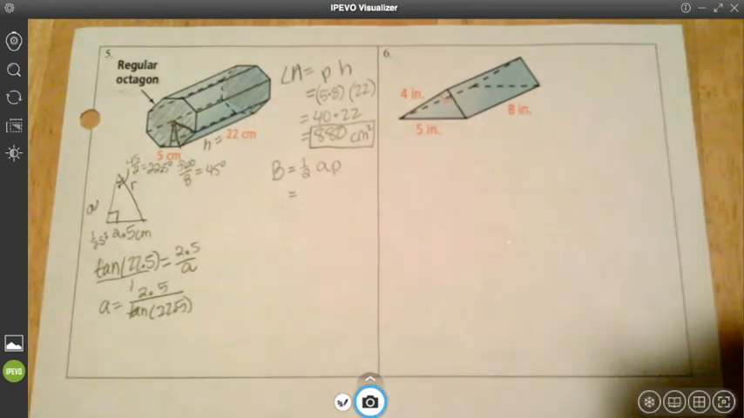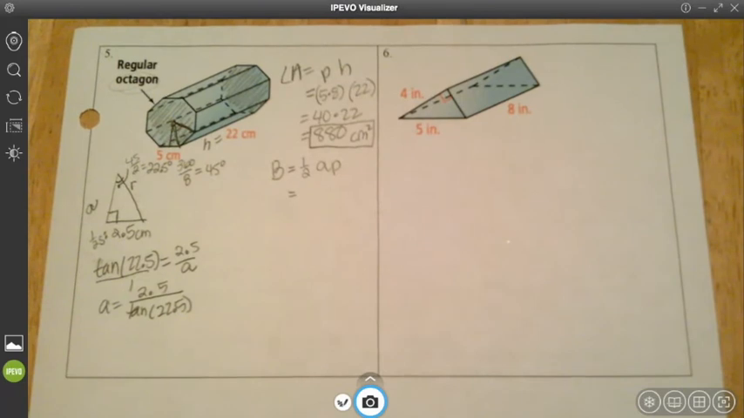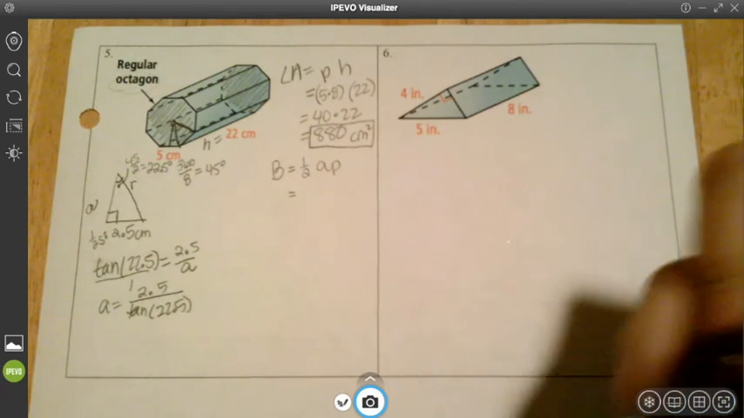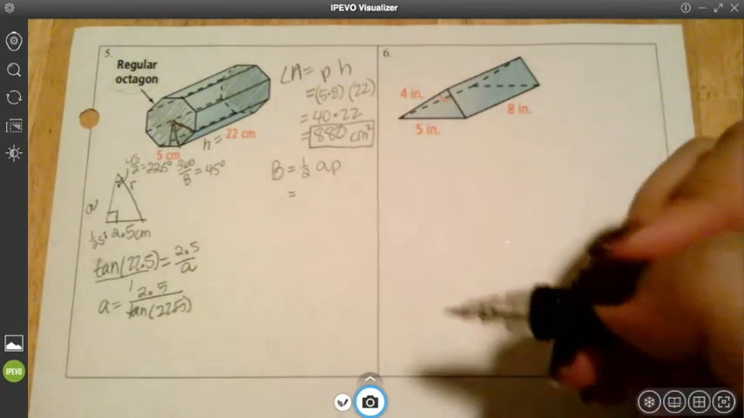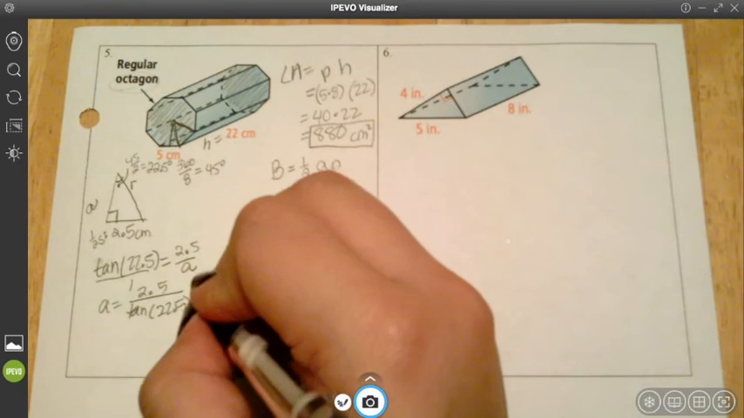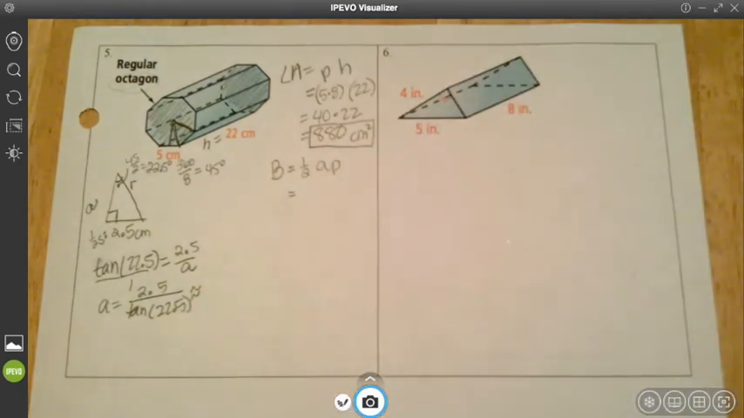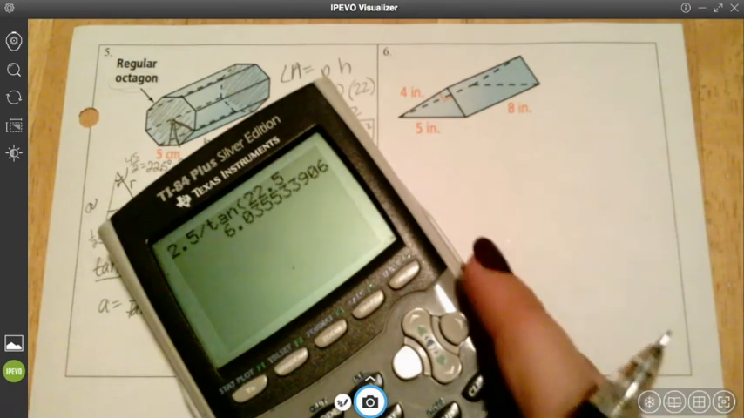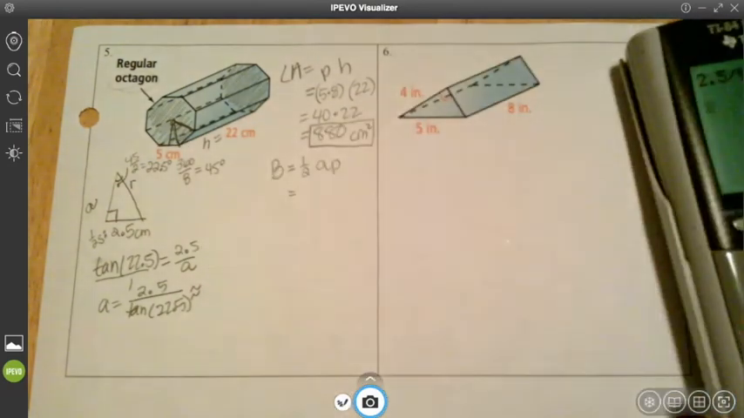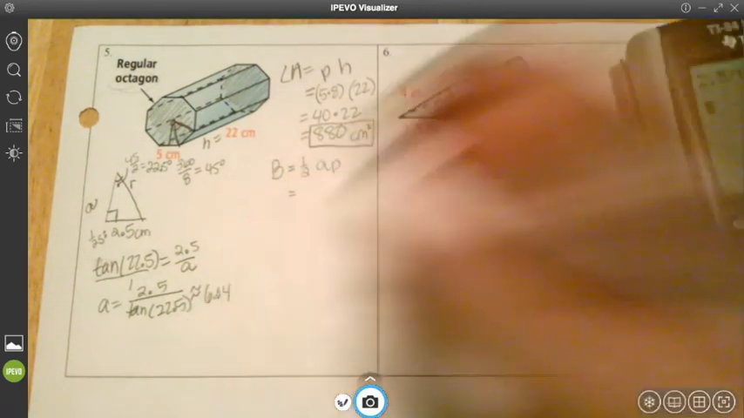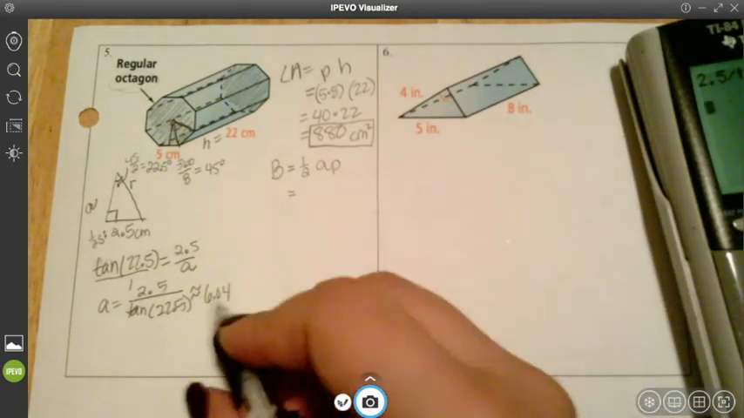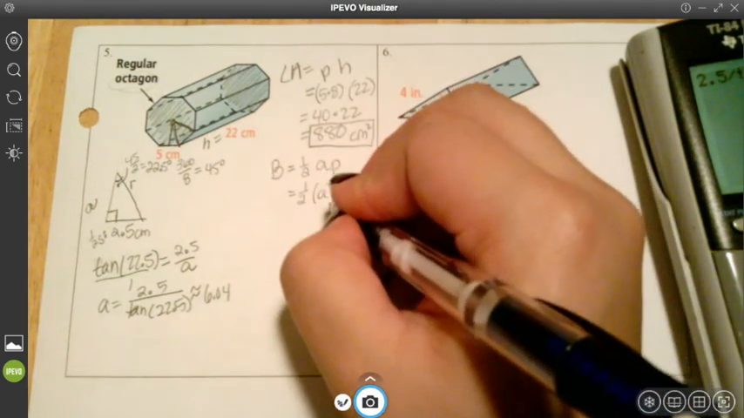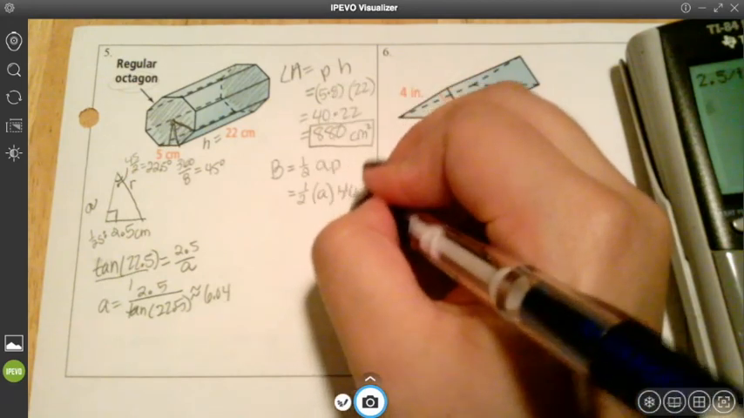Now you can estimate that in your calculator, but again, we want this as exact as possible. And so if you calculate that in your calculator, you want to store it and continue to use that exact value. So this is approximately, if I put 2.5 divided by tangent of 22.5 in the calculator, 6.03 or 6.04. But I'm not going to estimate that. I'm going to actually use A each time. So 1/2 my exact value of A times the perimeter. We already calculated the perimeter before, it was 40.